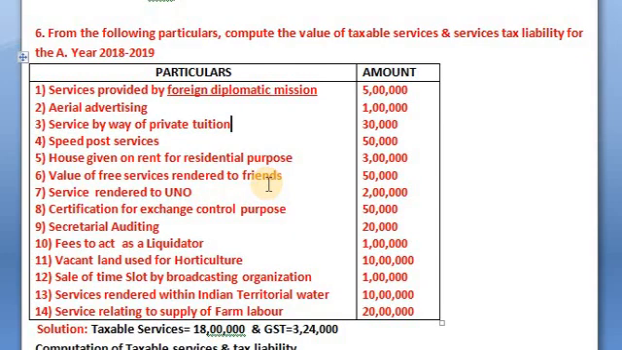Okay, so you have to be very clear: the value of free services rendered to friends is taxable. Services rendered to UNO, United Nations Organization, are not taxable, they are exempted. As I told, recognized international organizations, recognized organizations, not institutions, all those are exempted.